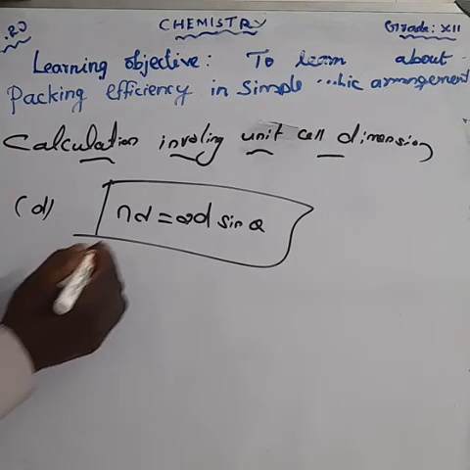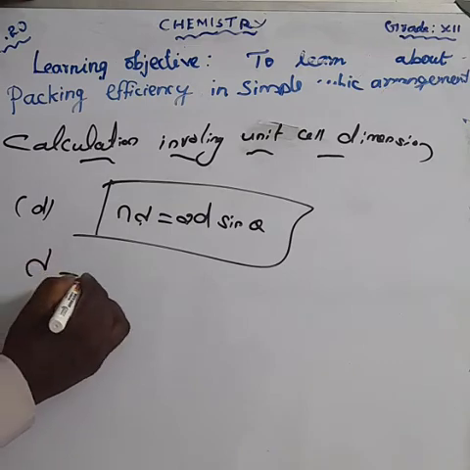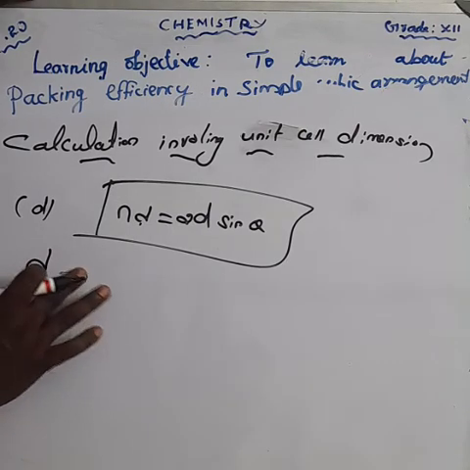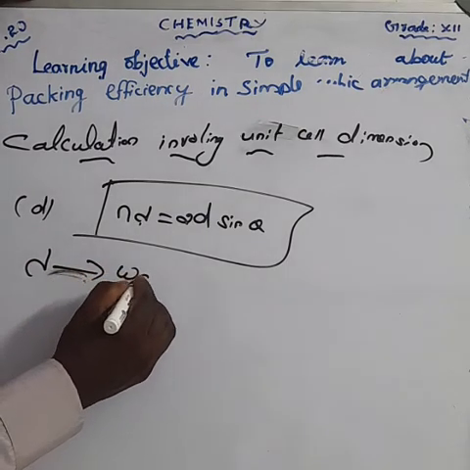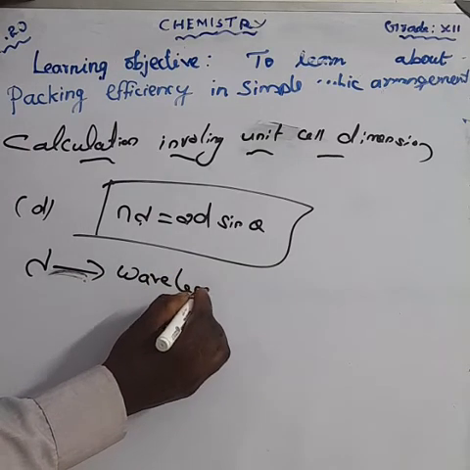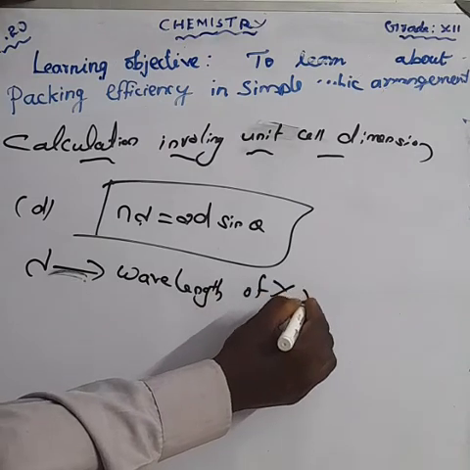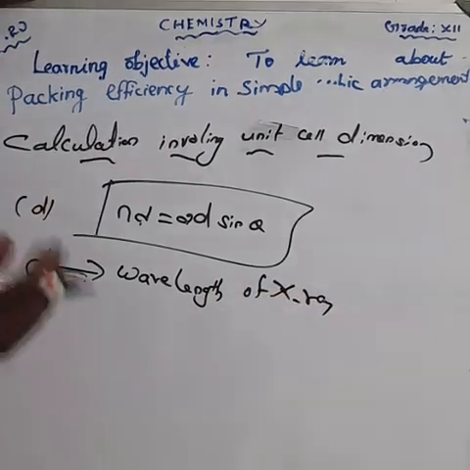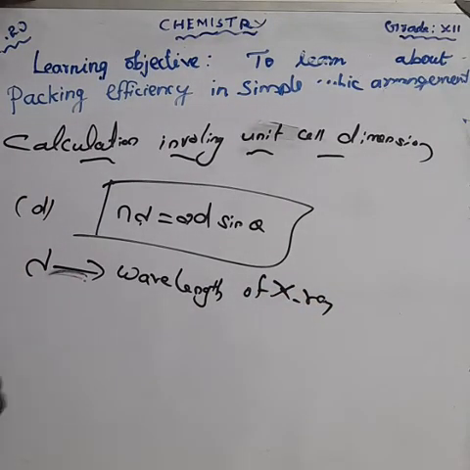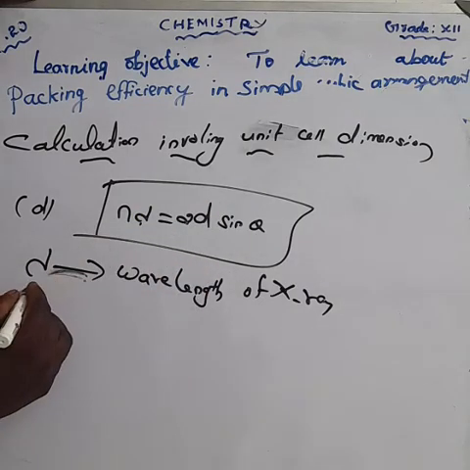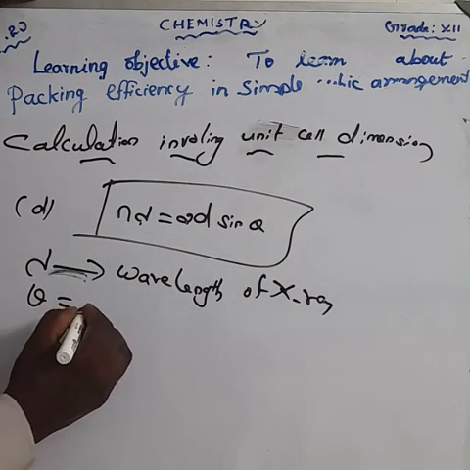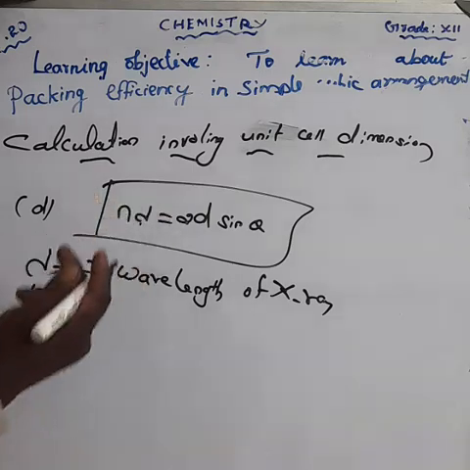Where lambda is the wavelength. Don't forget that, lambda is the wavelength of X-ray. What about theta? Theta is called the angle of reflection, or angle of diffraction.